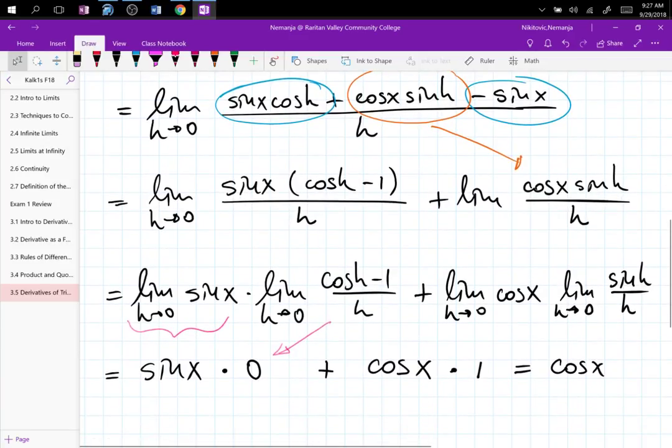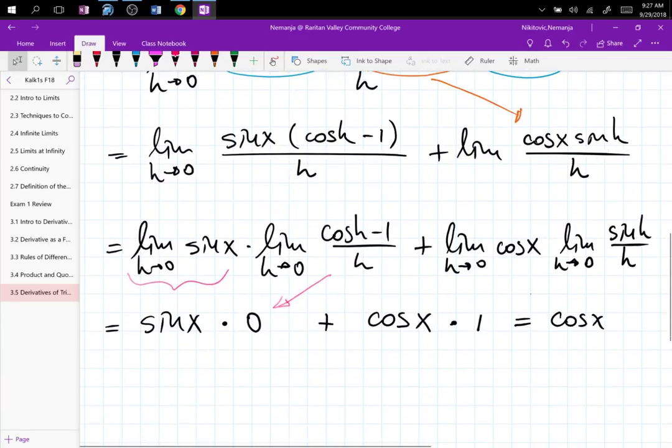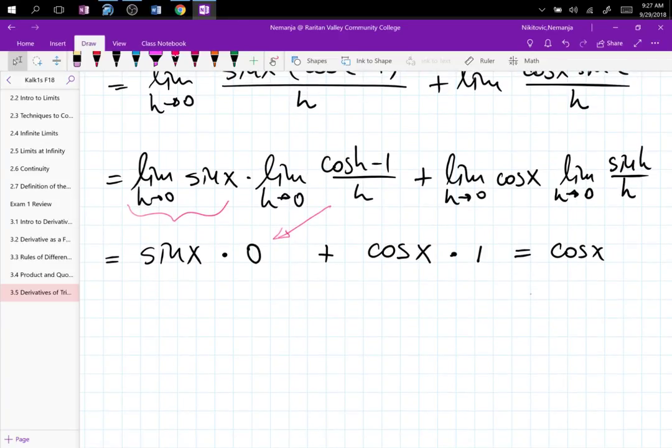Now I am asking you to, instead of going through this calculation every time you need the derivative, memorize that the derivative of sine is cosine. Can we agree on that?